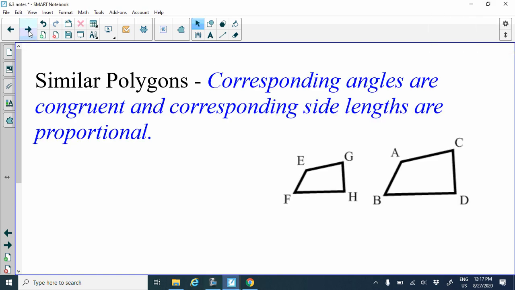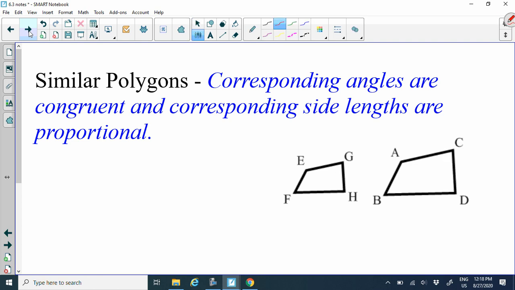Okay, so what I would suggest, pause this video and just write down that entire definition there for similar polygons. Okay, what are similar polygons? Well, in order for polygons to be similar, corresponding angles are congruent and corresponding side lengths are proportional, okay?